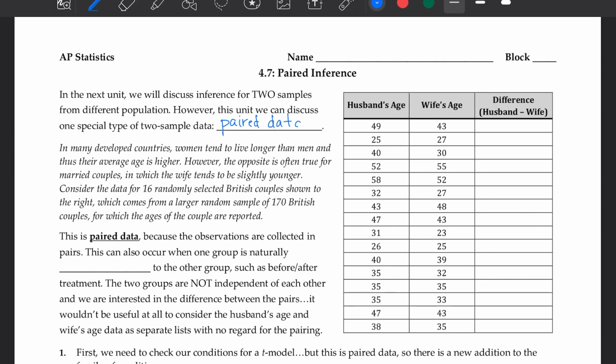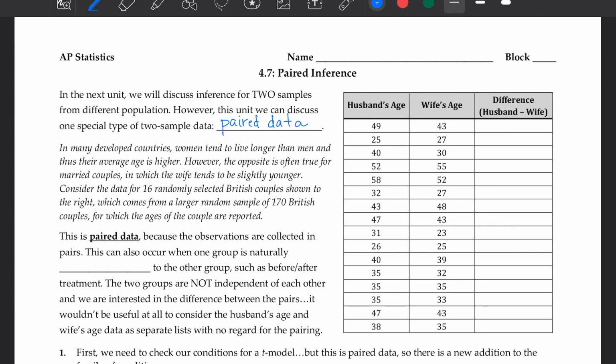And so here's an example of where we can use some paired data. In many developed countries, women tend to live longer than men, and thus their average age is higher. However, the opposite is often true for married couples, in which the wife tends to be slightly younger. Consider the data for 16 randomly selected British couples shown to the right, which comes from a large random sample of 170 British couples for which the ages of the couples are reported.